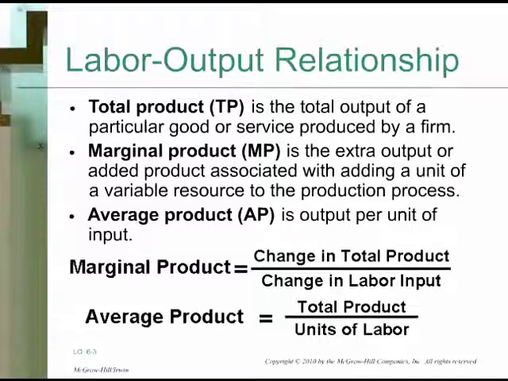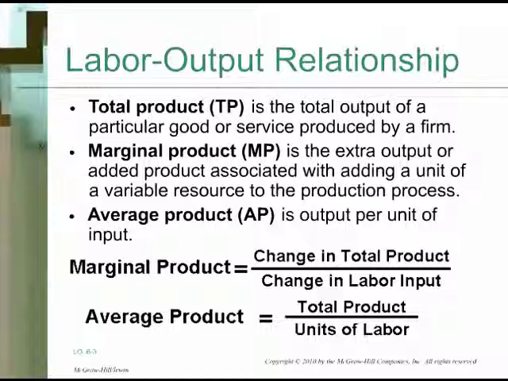Total product is the total output of a particular good or service produced by a firm. Marginal product is the extra output or added product associated with adding a unit of a variable resource, such as labor, to the production process. Average product is output per unit of input.